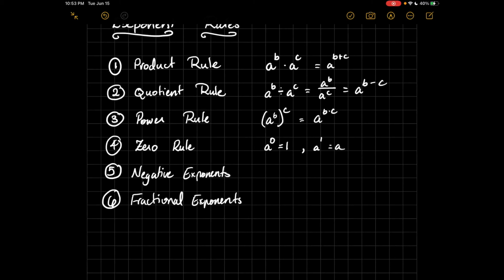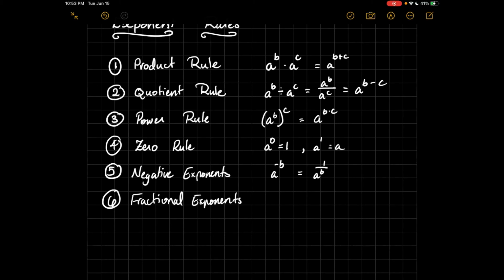Next we have negative exponents. Whenever we have a negative exponent, let's say a to the power of negative b, that's the same as doing 1 over a to the power of b. So if that was a to the power of negative 4, that would be 1 over a to the power of 4. It's the same as taking the inverse.